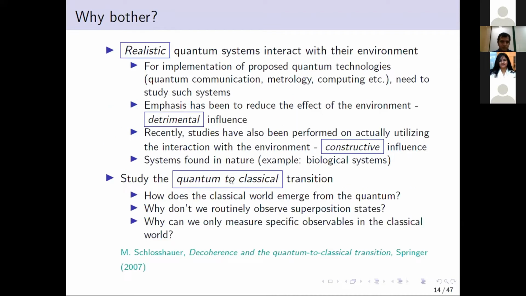This noise is also important when you talk about the quantum to classical transition. So, for example, quantum mechanically a particle can be at two places at the same time, but in the classical world, why don't we observe that? Well, that's just because the superposition state is destroyed, because of the interaction with the environment.